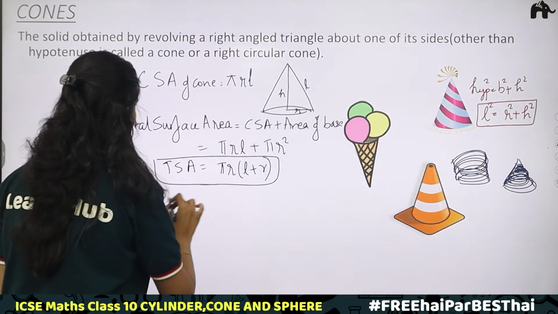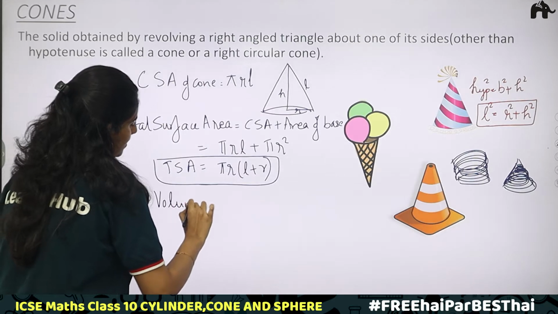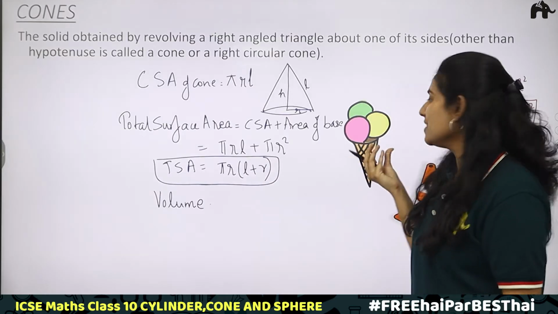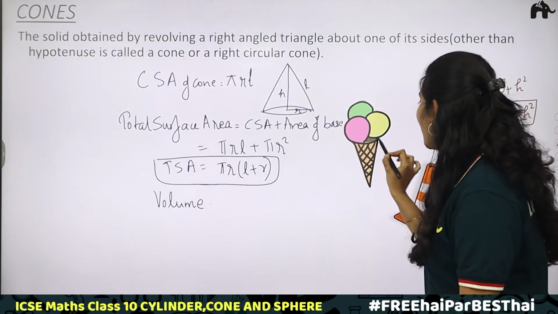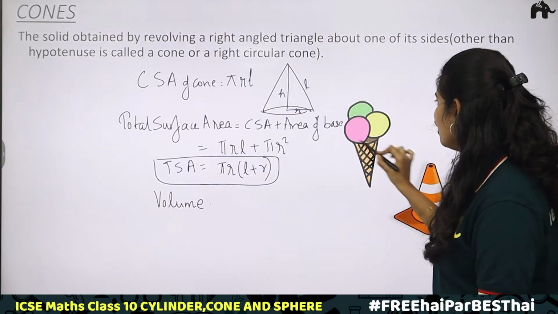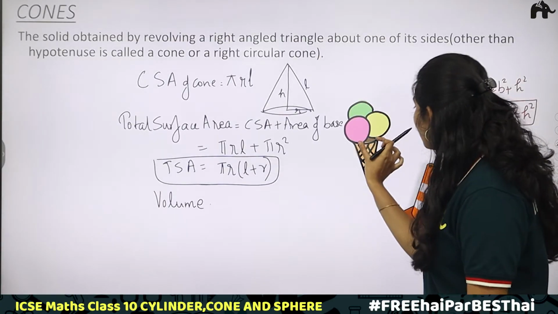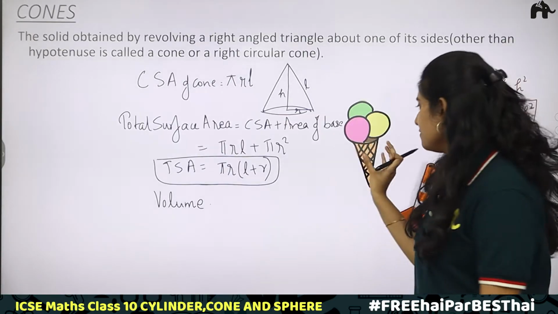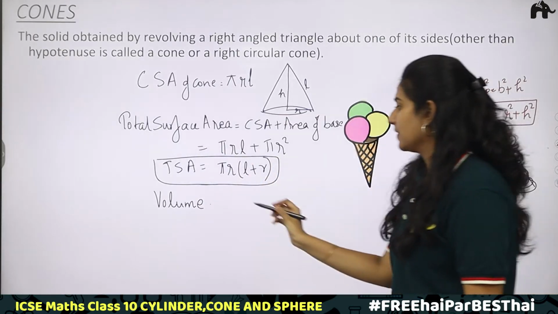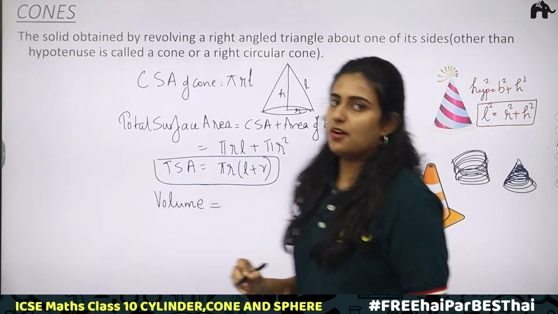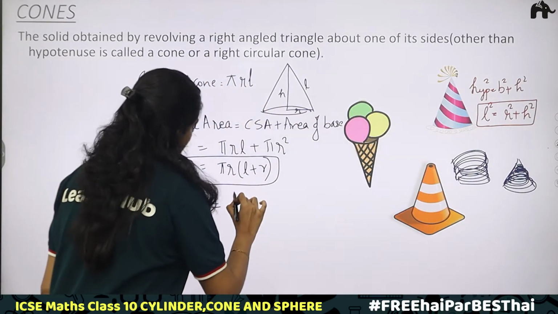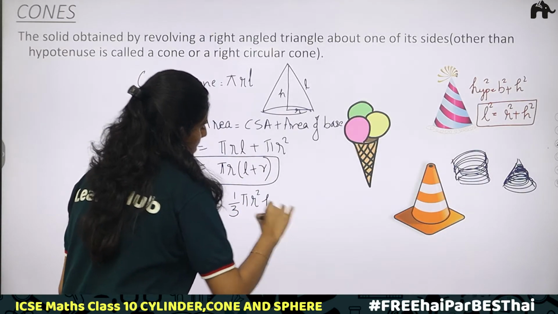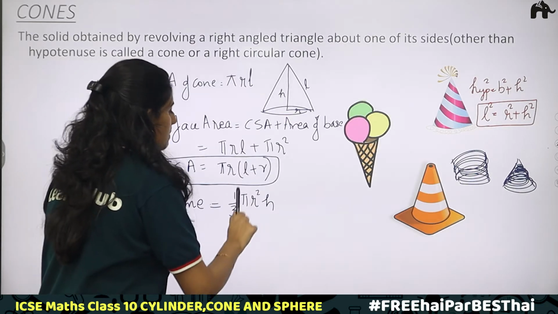Now, next to find volume. To find the amount or the capacity of this cone. How much ice cream can be filled inside this cone, not the scoops. Amount of ice cream that can be filled inside this cone. In order to find this, the volume will be helping us. So volume of a cone, the formula is 1 by 3 pi r square h.